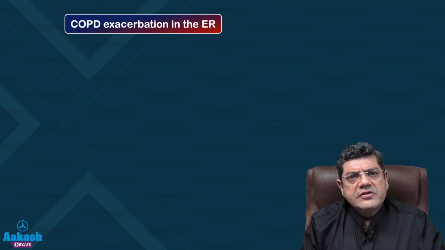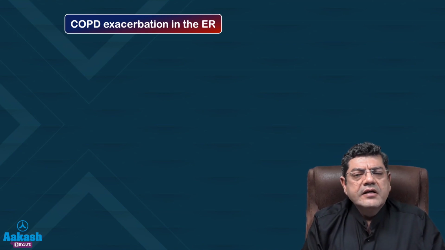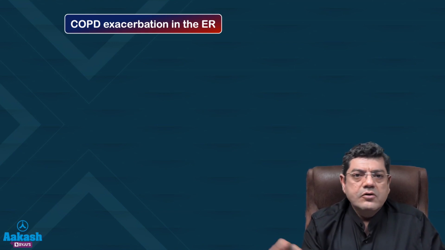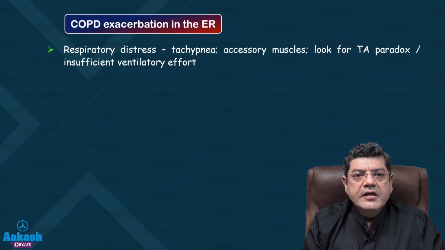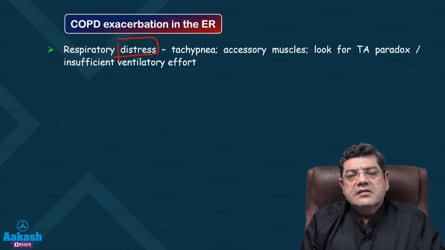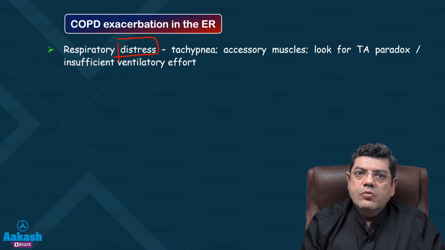What does a patient with COPD exacerbation look like when you see them in the ER, or if they come to the OPD? So they'll be in distress, right? And distress is a loose term. What does it look like? They'll be tachypneic. Their respiratory rate would be more than 30.